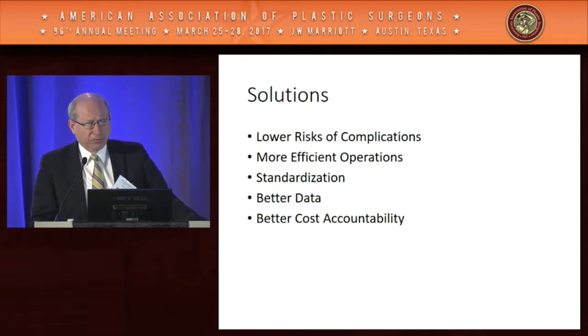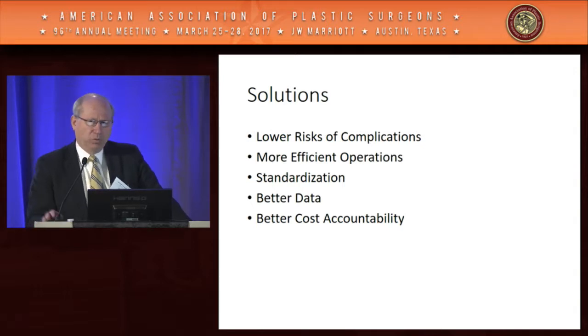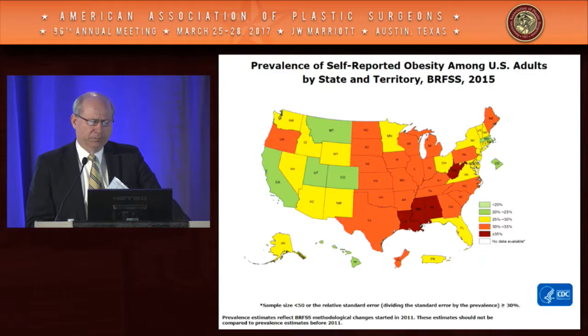So we want to find ways that we can lower the risk of complications and make our operations more efficient, which is going to come through standardization. And based on those questions that we went over at the beginning, we can see we are a long way from standardization because we don't have agreement on even pretty basic things. We need better data and we need more cost accountability.